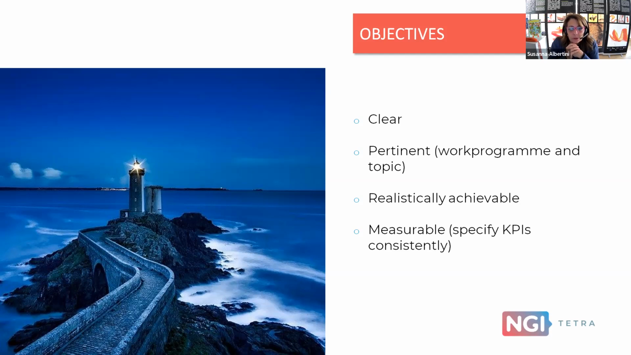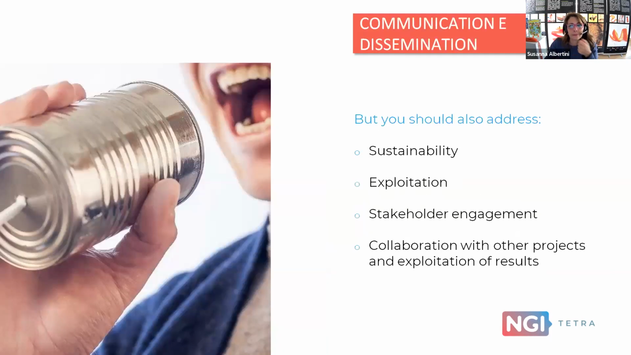And then measurable. This is the KPI. Again, the KPIs are fundamental. You should demonstrate these 4 points when you describe your objective. Remember that the objectives are the first pages that the evaluators will read. And if they are not clear, pertinent, realistically achievable, and measurable, they will lose attention on your proposal.